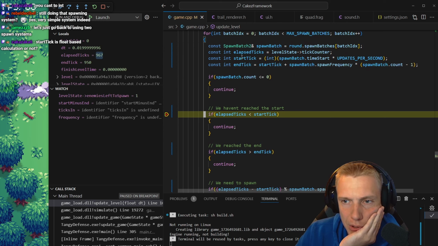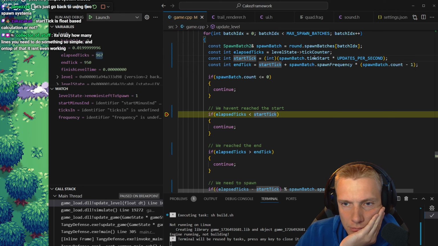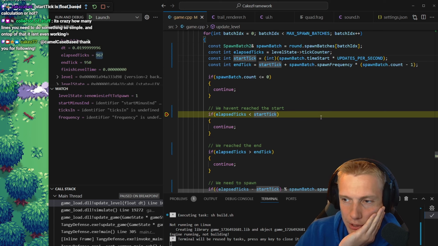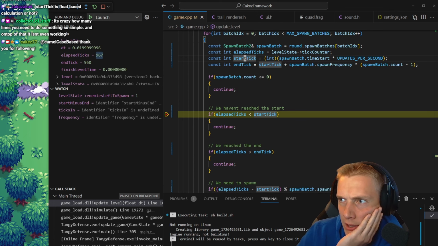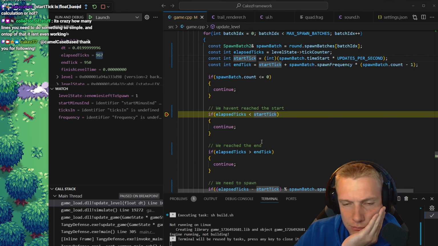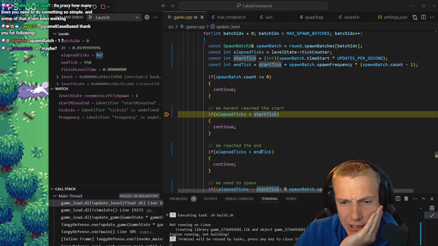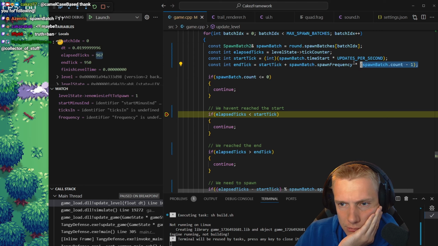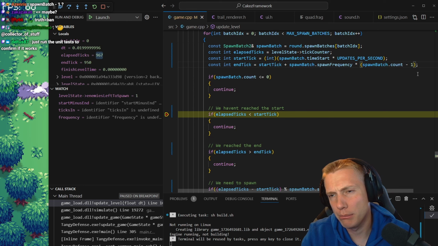Start tick is a float-based calculation. Yeah, but it's 0, so this doesn't make a difference. It's crazy how many lines you need to do something so simple, and on top of that, it isn't even working. Weren't you looking at Coffee Lava, bro? See in 5 minutes. I need to figure this out. It looks like it doesn't go in here anymore, because I do this. That's odd, though. I'm gonna try this, but I feel like it shouldn't work.